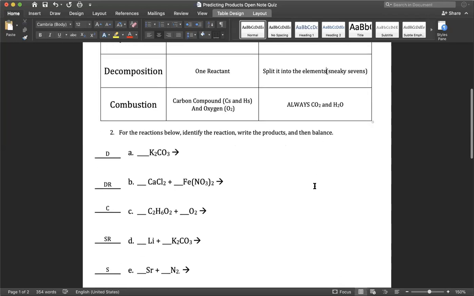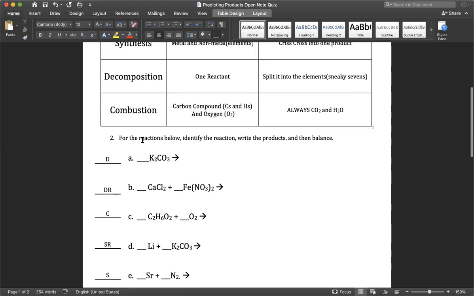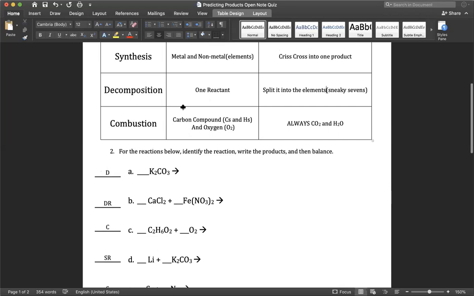So if decomposition is my first one, I just go here, okay, I identified it as decomposition from 1 reactant, and then I'm just going to split it into the elements. On this side, I got K plus, I'm just going to copy that really quick, C plus O. And then I have to decide, are any of these a sneaky 7? K is not, C is not, and O is. So O, when it's by itself, gets a 2.